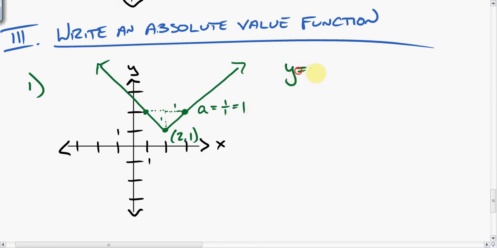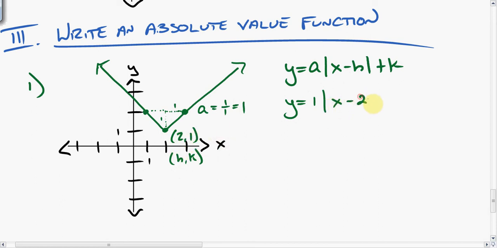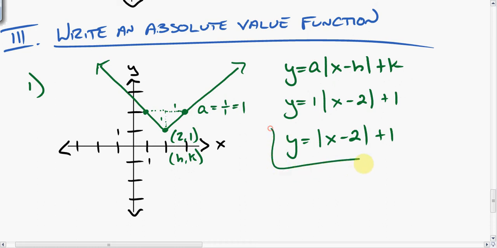So I want to use the equation, or the formula, y equals a times the absolute value of x minus h plus k. And I need to fill in my gaps. Alright, so I know my vertex is going to be the same thing as h comma k, and my a is 1. So if a is 1, it's going to be 1 times x minus 2 plus 1. 1 times the absolute value of x minus 2 is simply the absolute value of x minus 2 plus 1. And we've written our absolute value equation.